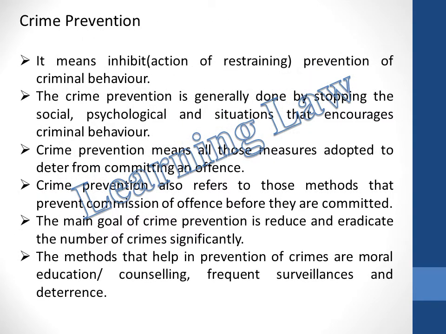Now let us look at what crime prevention is. Crime prevention means to inhibit. Inhibit means the action of restraining, that is, the action of prevention. So, inhibit prevention of criminal behavior. Here we are tackling the crime by preventing the criminal behavior. Crime prevention is generally done by stopping the social, psychological factors and situations that encourage criminal behavior. First we have to encounter all those situations which may lead to criminal behavior. So we are preventing the crime from occurring by tackling, restraining or stopping all the social factors, psychological factors and situations where the criminal behavior tends to arise.